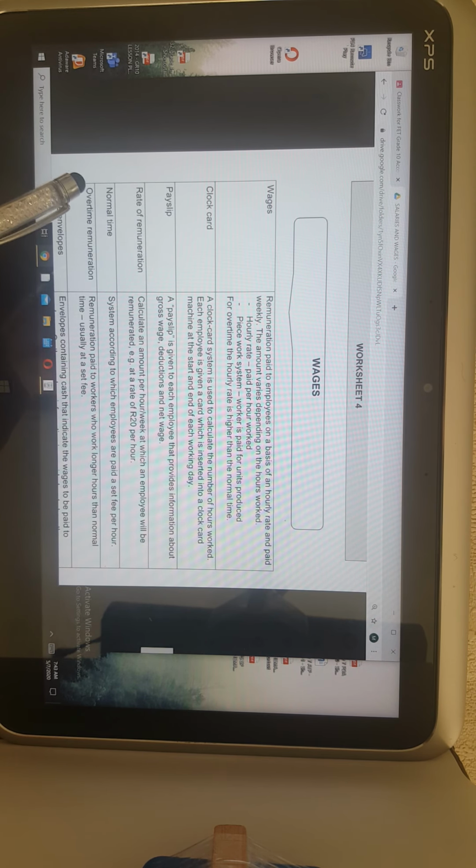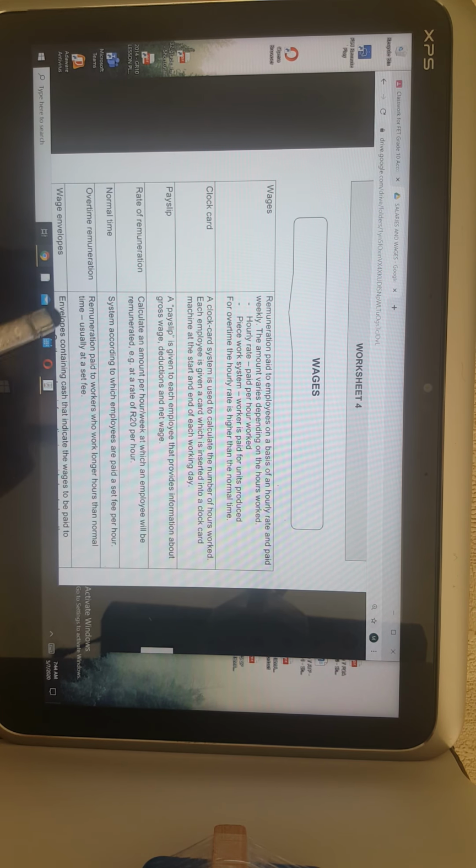We'll go through that. Rate of remuneration means you're working out the amount that you're actually paying them, right? Per week or per hour, and the employee will be remunerated. Example, if you make an agreement that they'll be paid 20 Rand per hour. Normal time is a system according to which employees are paid at a set fee per hour, and then you get overtime. So if you make an agreement that they need to work 8 hours, which is normal time, they'll be paid 20 Rand per hour.